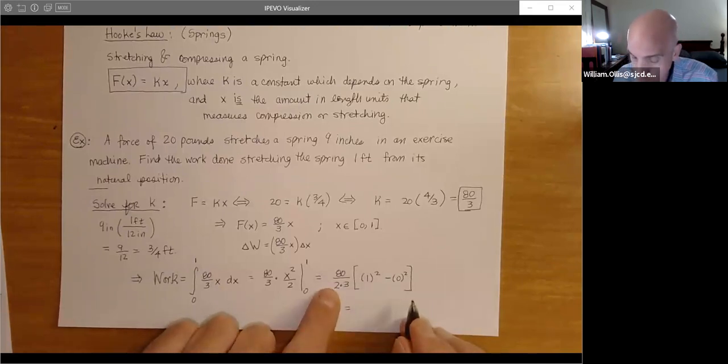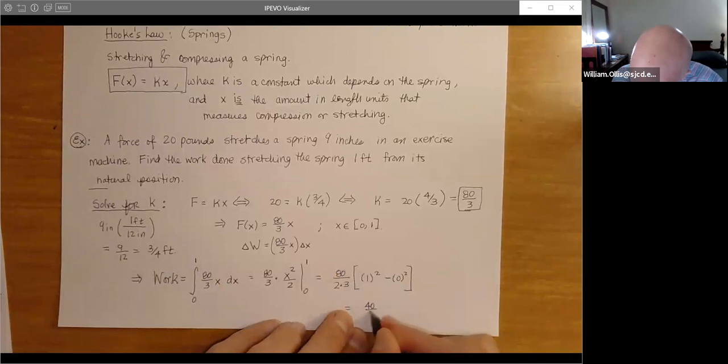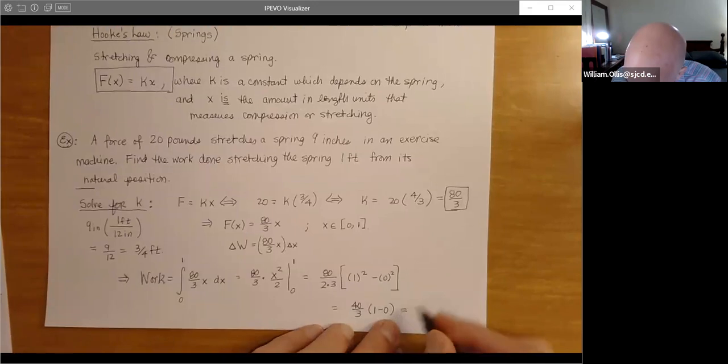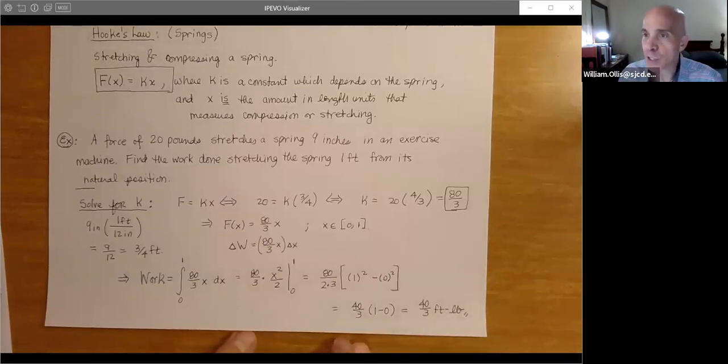Now, of course, the 2 will divide into the 80 to give us 40. So we have 40 over 3 times 1 minus 0, which gives us 40 over 3 foot-pounds. And I'll just use the LB abbreviation for pound with the English units.